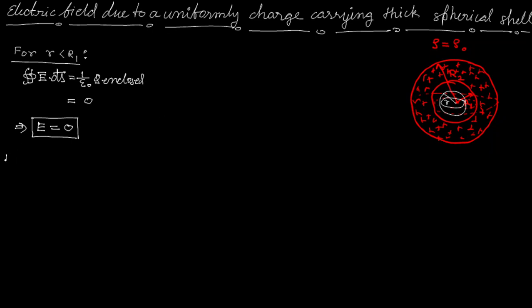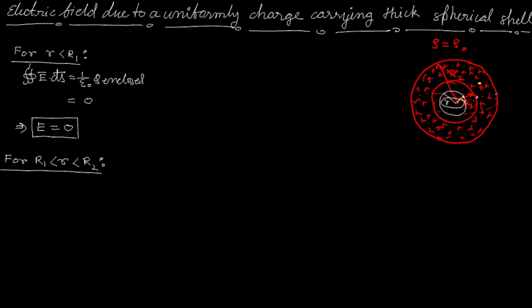Then for the second case, or second region, for r less than capital R2 but greater than capital R1, that is from this surface to this surface. Between these two surfaces, if we want to calculate the electric field at any point, what will it be? For that, again, let me consider a point over there. Let's say this is the point.